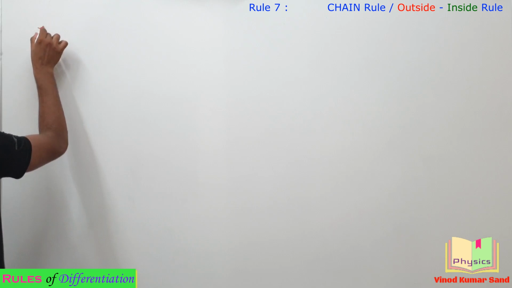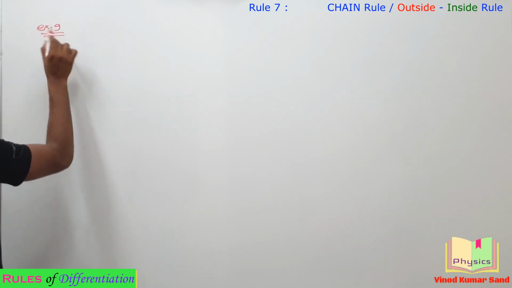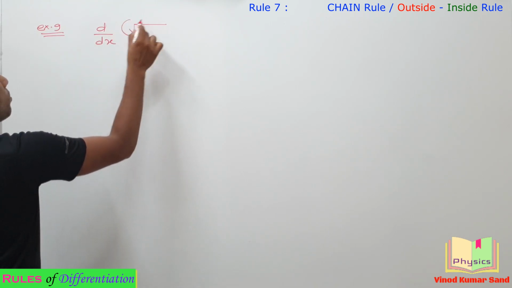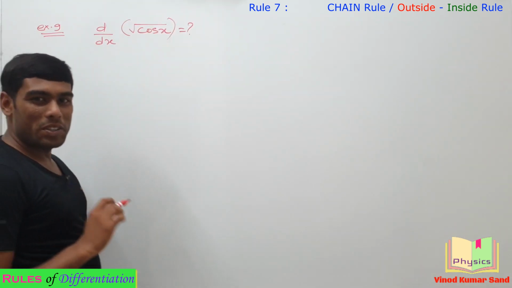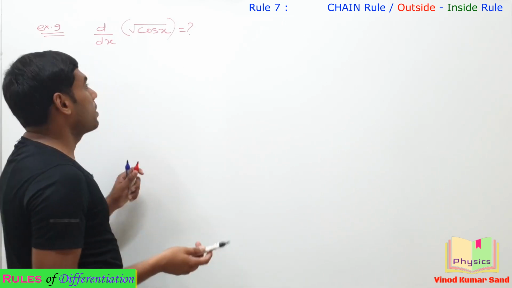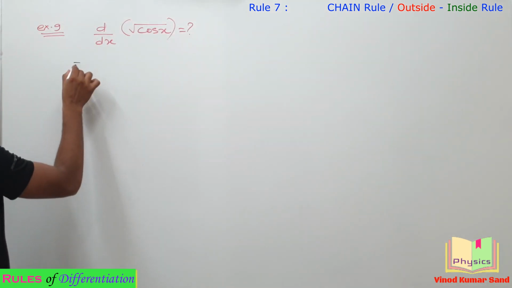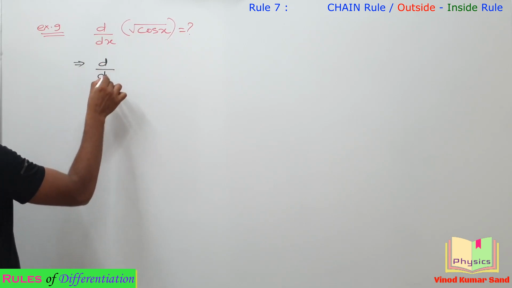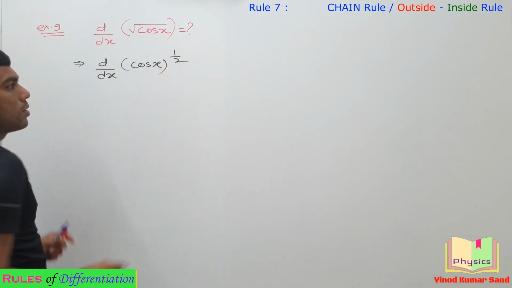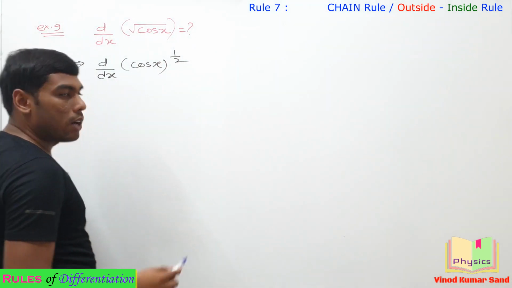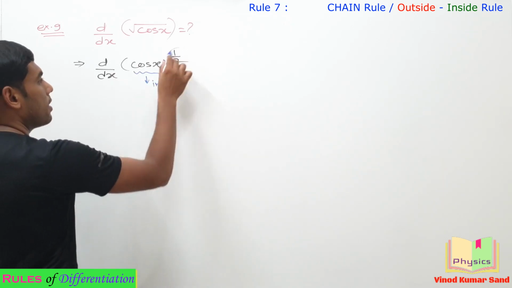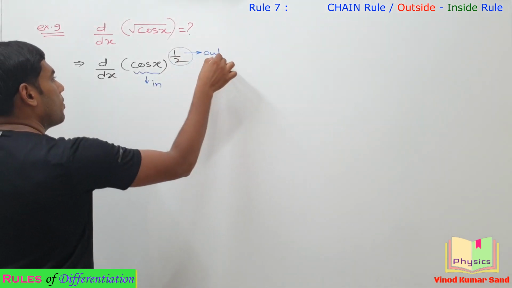Taking up next example, example number 9. You have to find d by dx of root cos x. You can give it a try yourself. Pause the video here and I'll be solving it on the board. This can be simply written as d by dx of cos x to power 1 by 2 and we can solve it using the outside inside rule. This data is the inside and this is the outside.